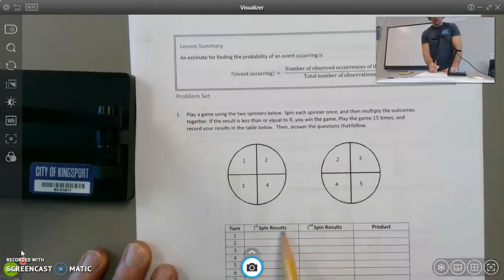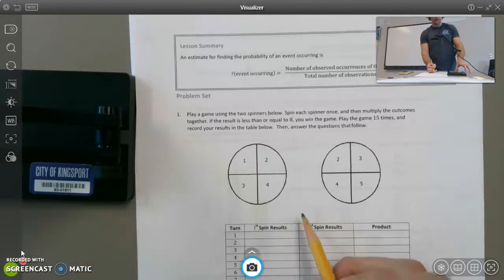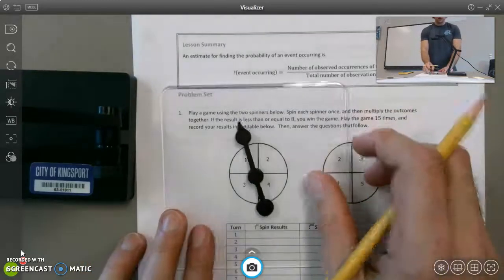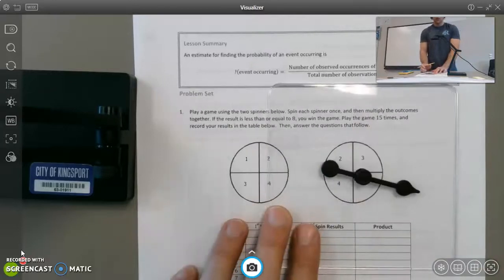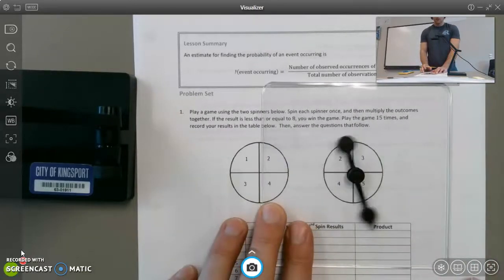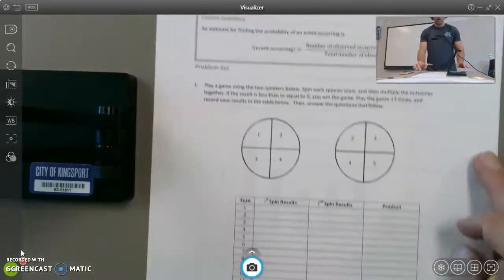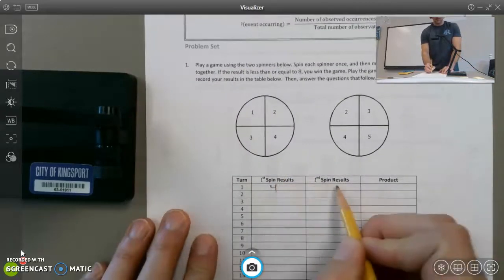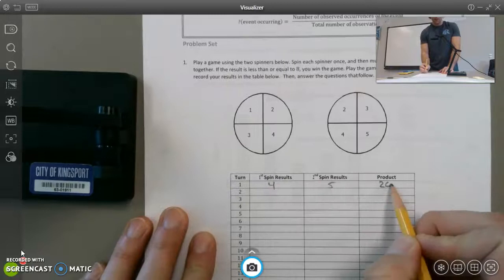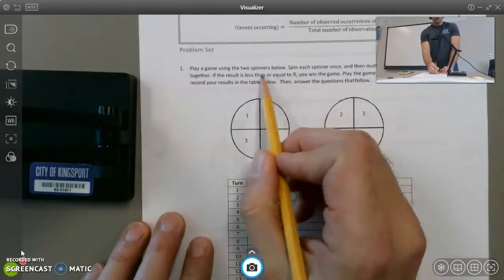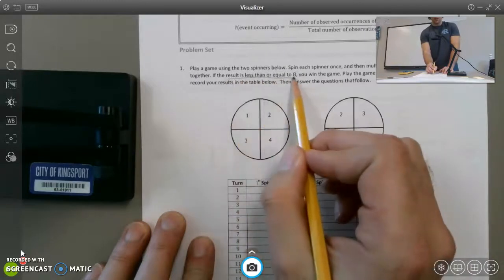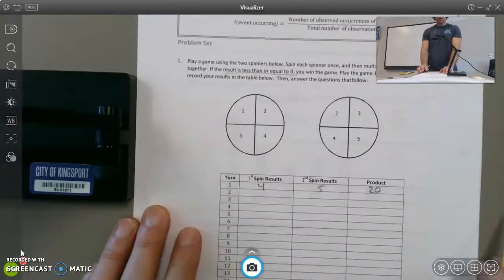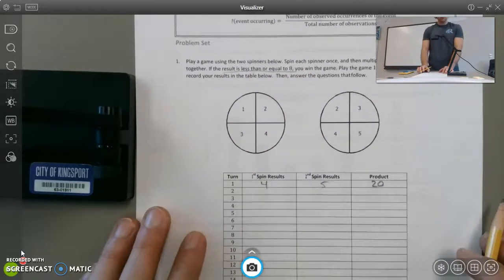I'm sorry, it's a product, so you're multiplying. So if you spun it and you got, I'll do 1 or 2 for you here. Spin it. 4 times 5. Wow, big spin, first time, big spin. 4 times 5, product of 20. The goal is to have an answer that is less than or equal to 8. So I actually lost big, not won big.